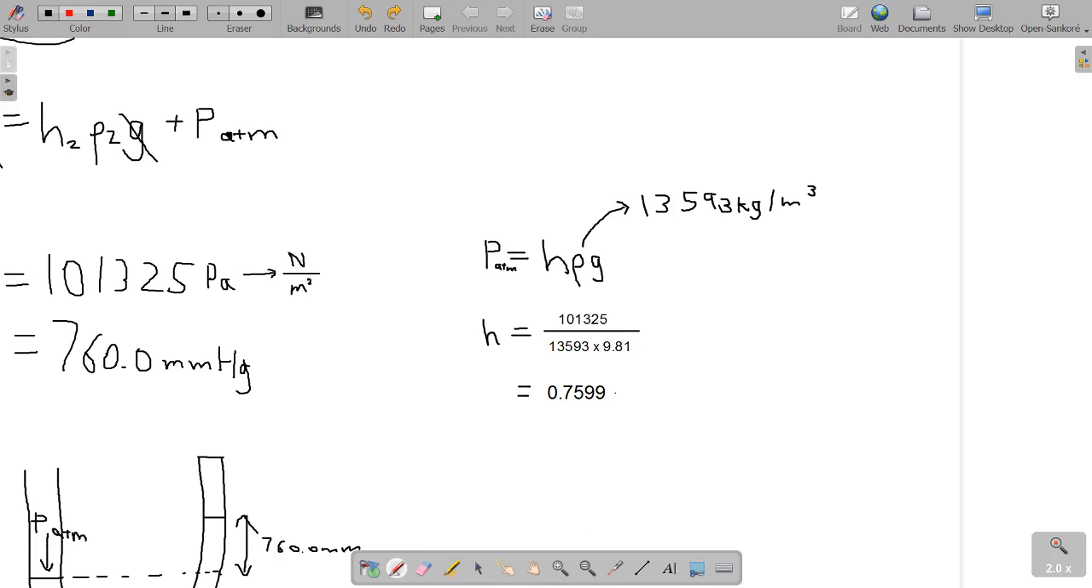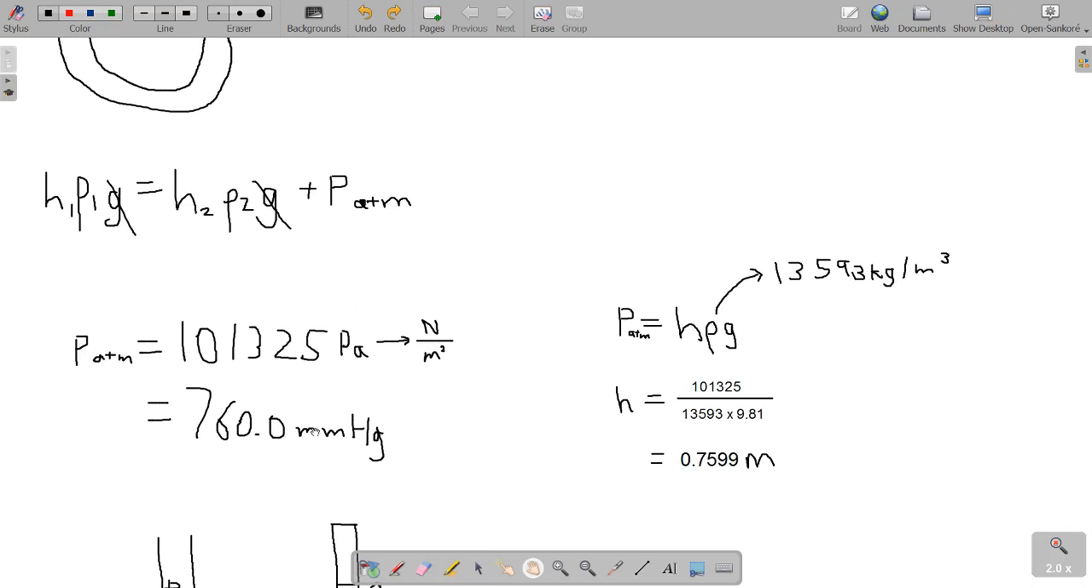And this is in meters. So when you convert this to millimeters, you should get this value. Okay, and this is pressure. So I'm done.